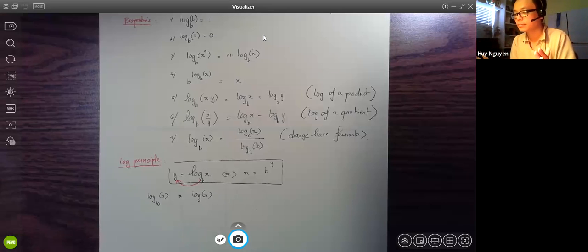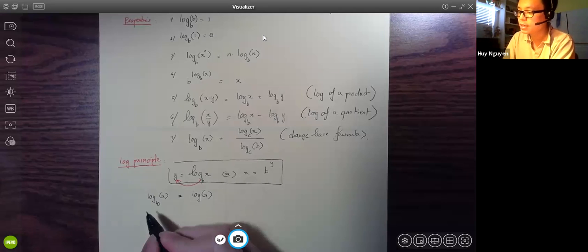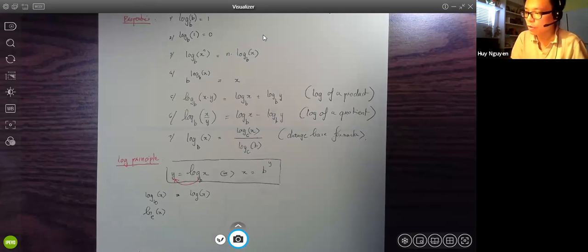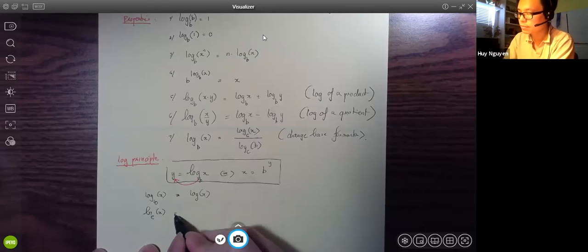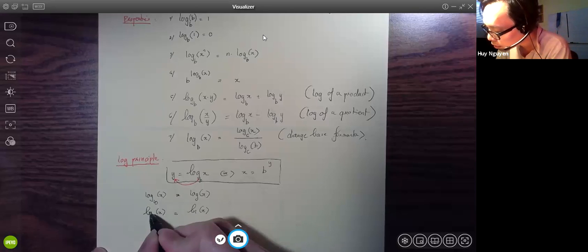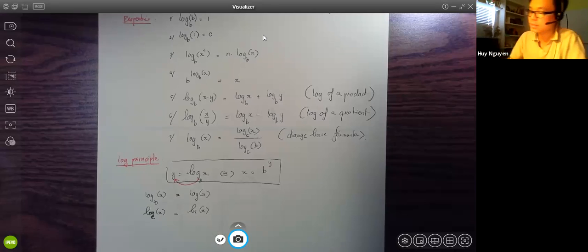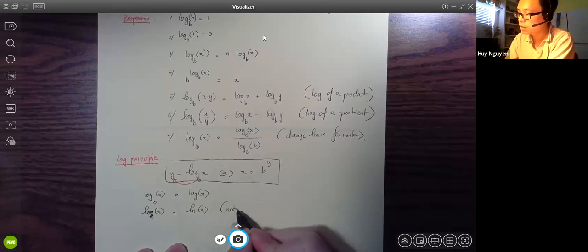Or if we have the natural log, that is base e. We call it natural log. Usually they write it like this: ln x. Oh, I'm sorry, this is log base e. So they don't write log base e anymore, but they write ln x. This is called natural log.